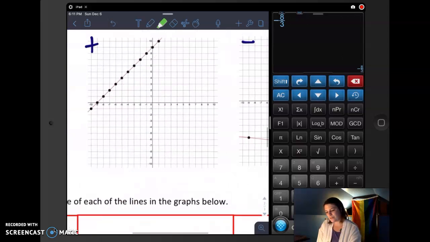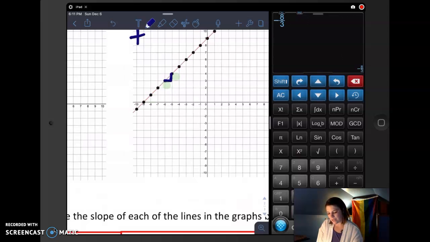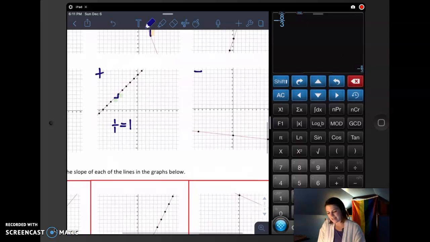Next one, we're almost done here. This one can be a little tricky because the triangle is so tiny. This is 1 box by 1 box on our slope triangle. So our rise over run is 1 over 1. I decided it was going to be positive. And 1 divided by 1 is 1. So we'd want to make sure that we entered our answer in like that.